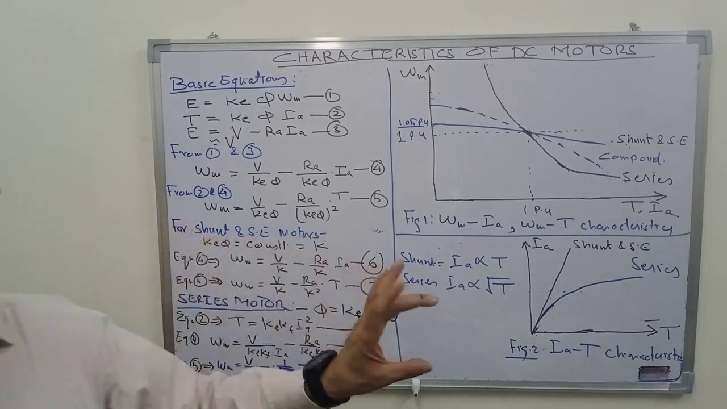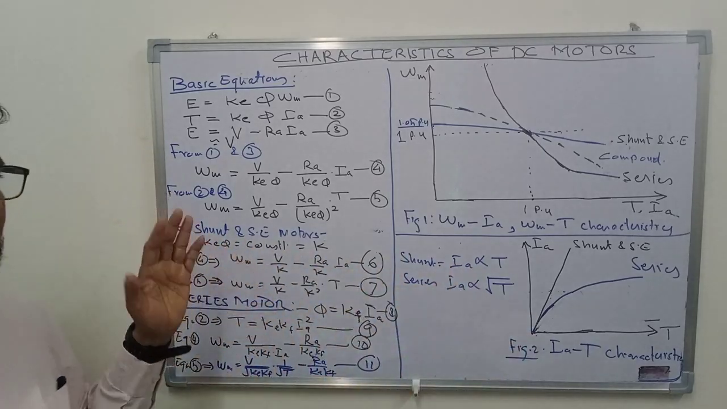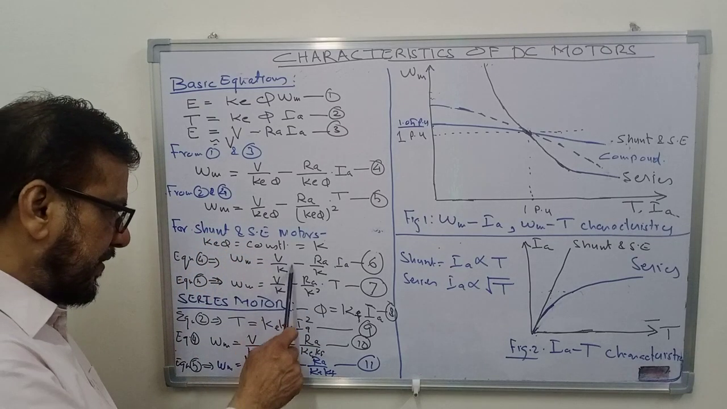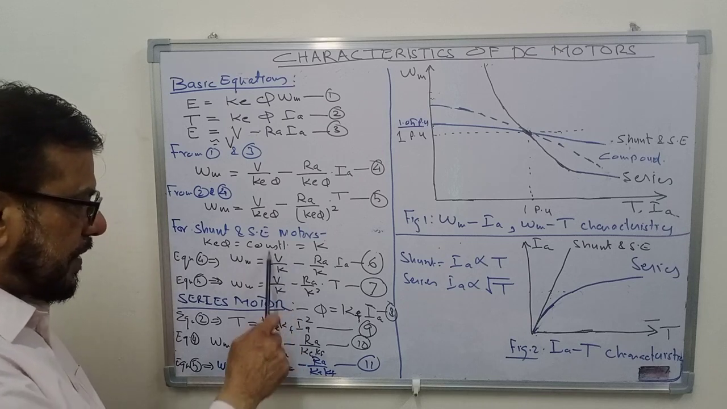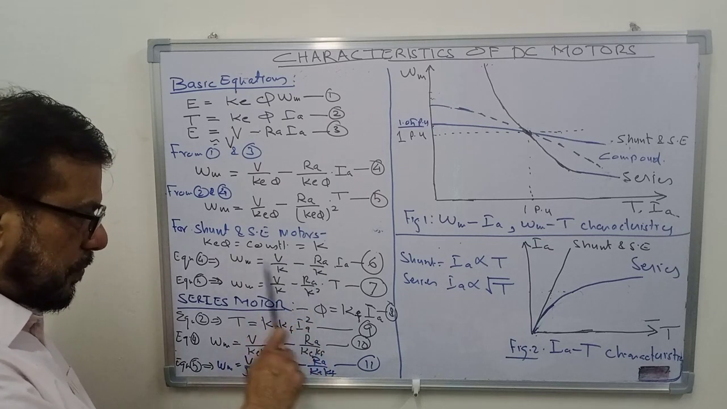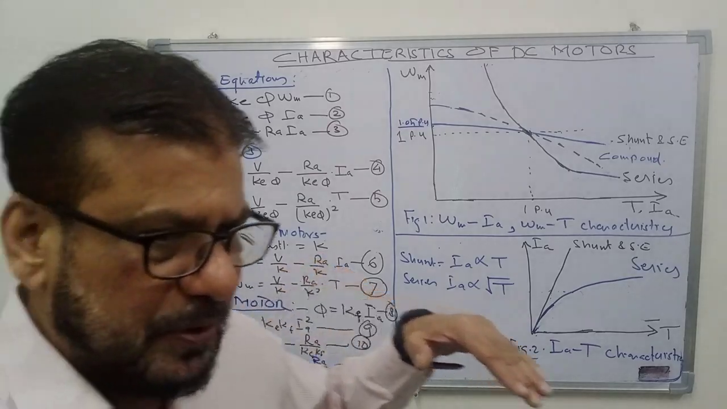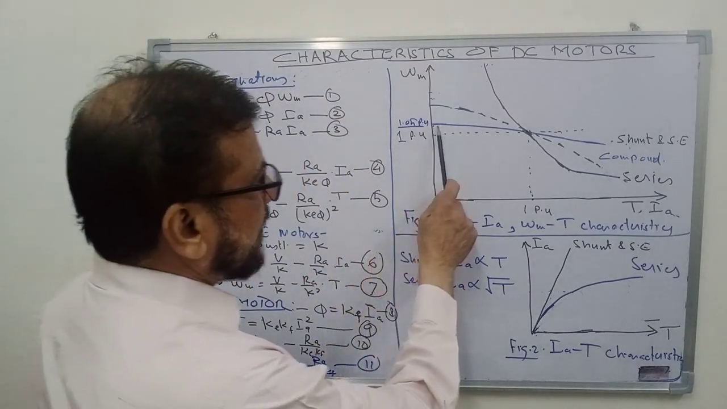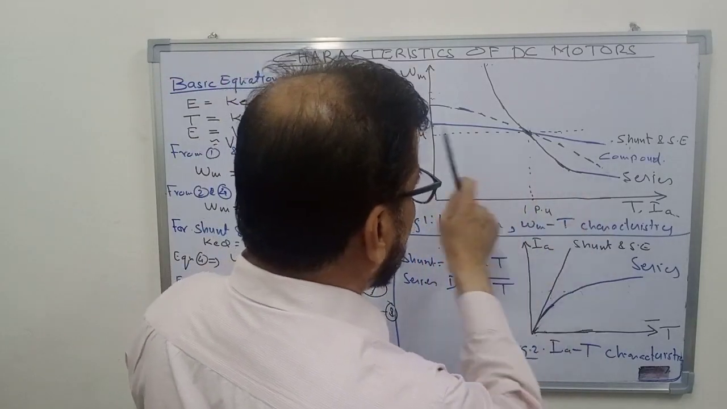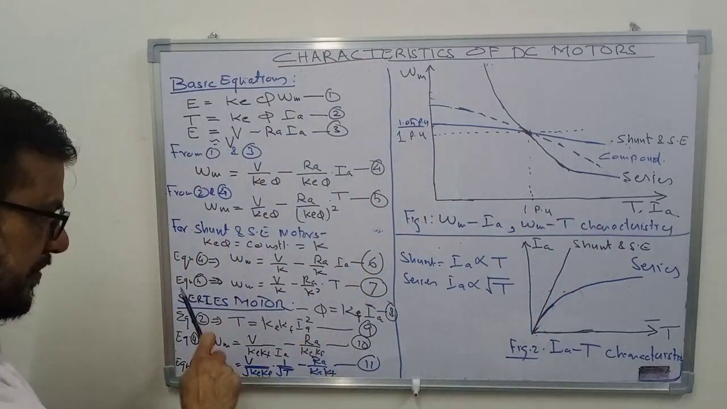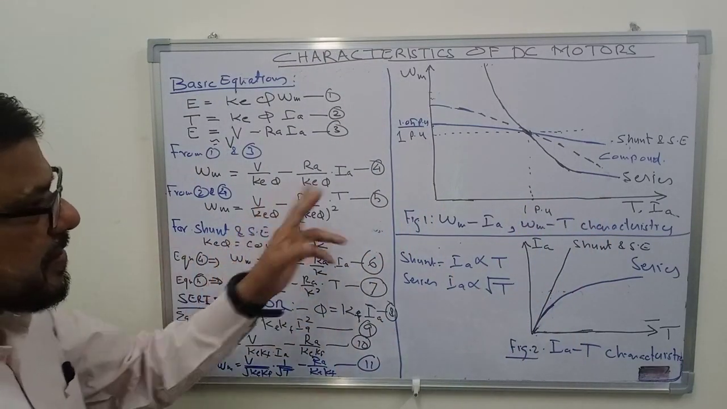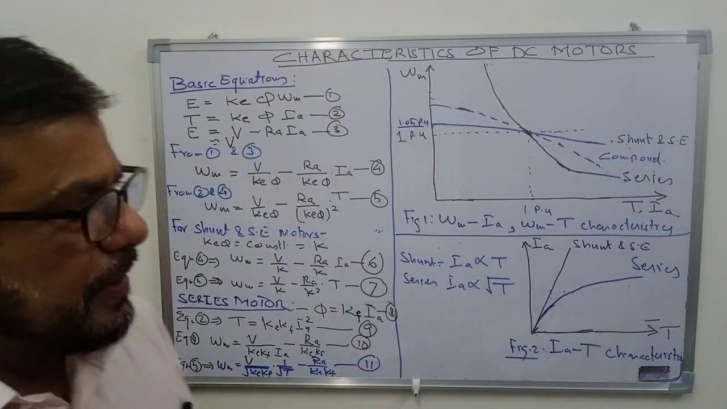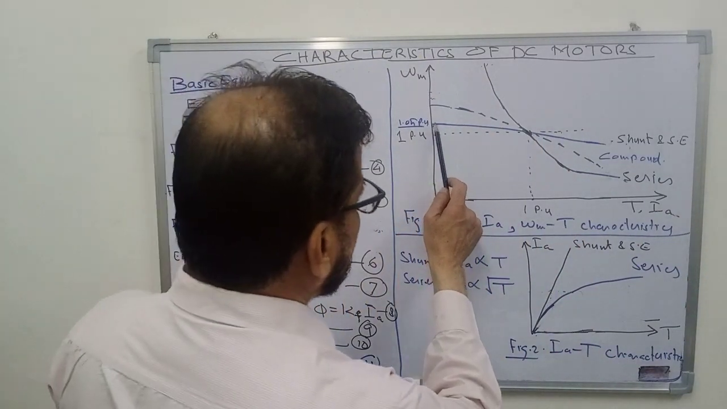Both equations are of the form y equal to mx plus c, a straight line equation, where this is the c component, that is the constant component, and this is the slope. The slope is negative, so the characteristic will be drooping in nature. If you see here, I have plotted the speed versus current and speed versus torque. In both cases the equations are identical, only the constants are changed. So whether you plot speed versus torque or speed versus current, the curve will be identical. I have shown here that it is a drooping characteristic.